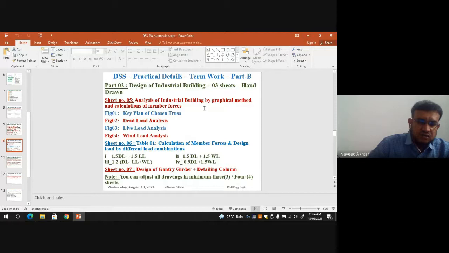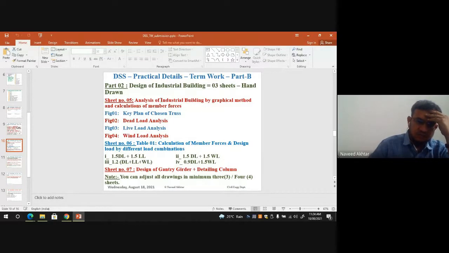Then one by one, you have to design the truss first. Then you have to design the column, and also you have to design the beam and bracings. All these things come under the industrial building design. Also, you have to design the purlin based on the loads coming up.